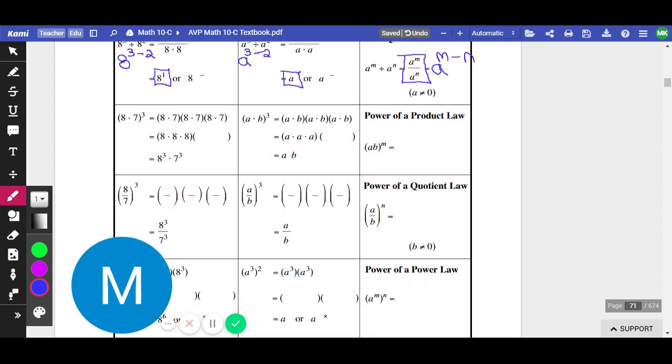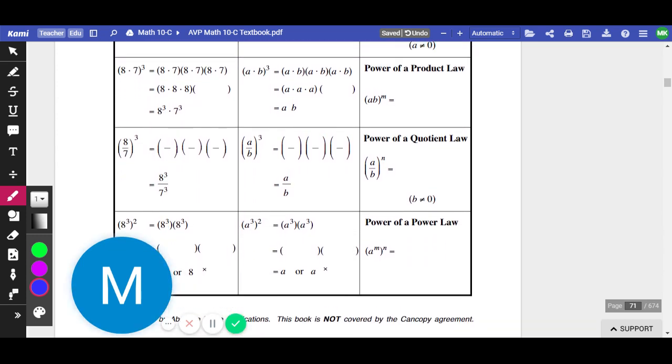Power of a product law. This one gets a little bit confusing because as we progress through the year, people will accidentally use this law when they can't use it. The important part of this law is that there are brackets. The base is two things multiplied together. On the inside, I have a times b. If it was a plus b, this law doesn't work. If it was a minus b, this law doesn't work. It has to be a times b as the base.